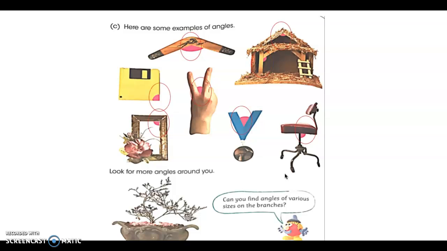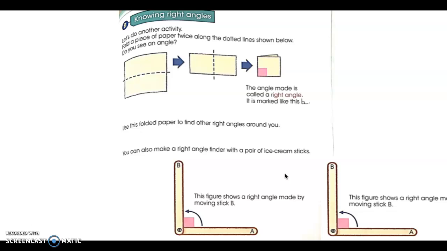Now look at this one. Next is to identify a right angle. So you have to see that this square shows that this is a right angle. Now see, if you fold this piece of paper into two folds or four folds, you can see that on one side there is a right angle. This square denotes a right angle.